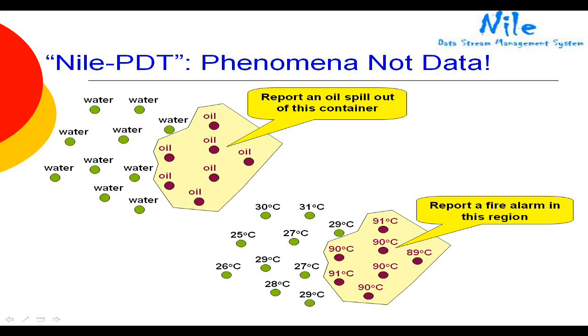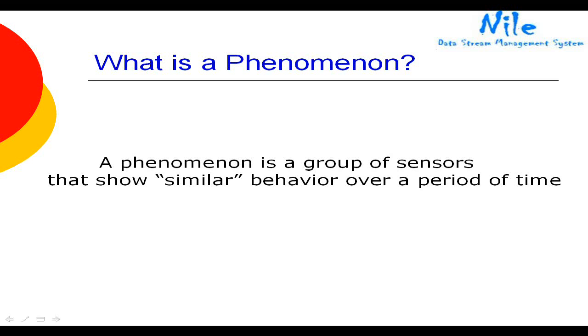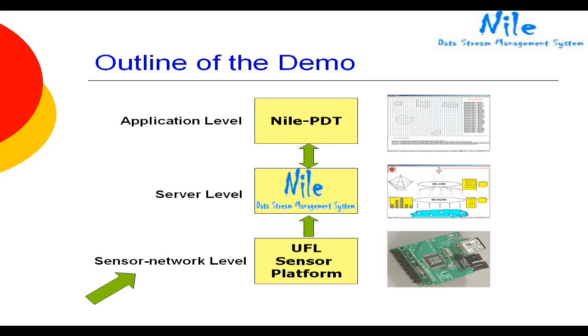Many sensor network applications are interested in detecting and tracking phenomena that appear in their fields of interest. Examples of interesting phenomena include the spatiotemporal propagation of pollutants, for example an oil spill region or gas leakage cloud. We define a phenomenon to be a group of sensors that show similar behavior over a period of time. NilePDT uses a real sensor network platform as its underlying source of data streams.